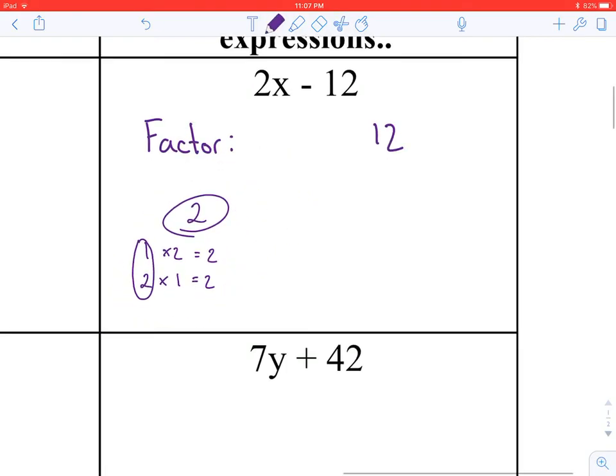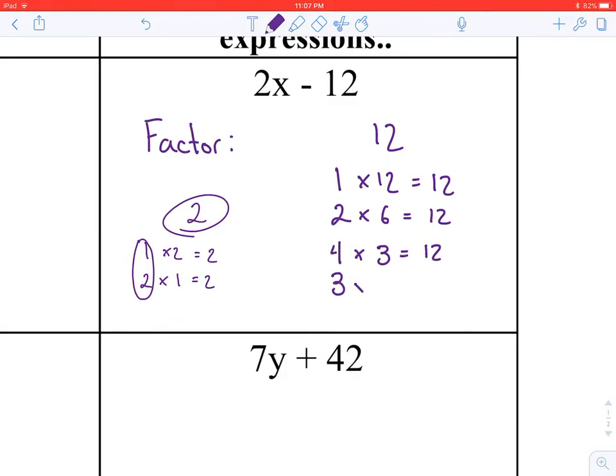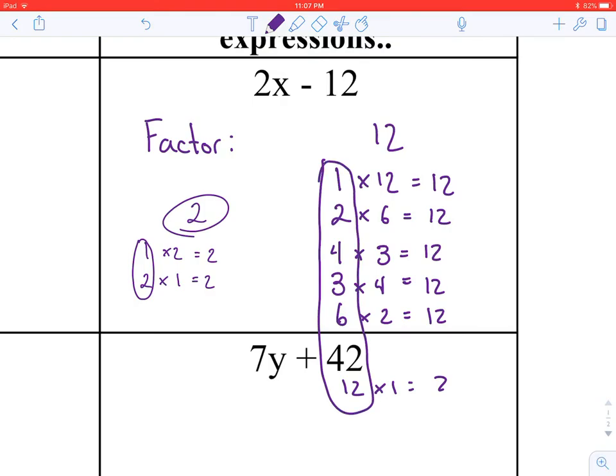Now let's do 12. For 12, what are the factors of 12? Well, 1 times 12 will equal 12. 2 times 6 will equal 12. 4 times 3 will equal 12. 3 times 4, 6 times 2, and then 12 times 1. All of these numbers we would consider factors of 12 because those numbers multiplied by another number will give me 12 as a solution.